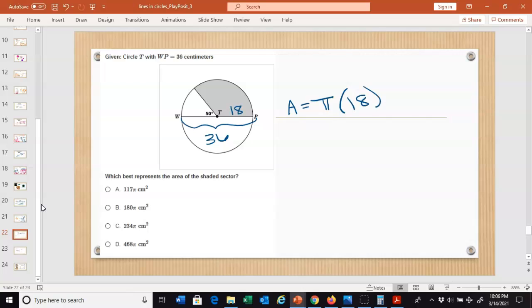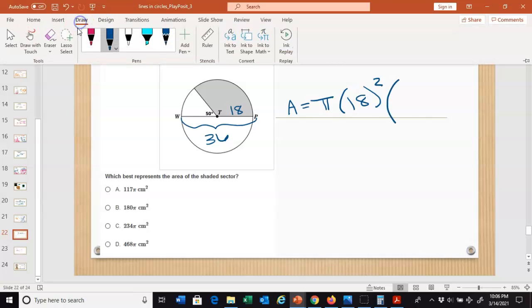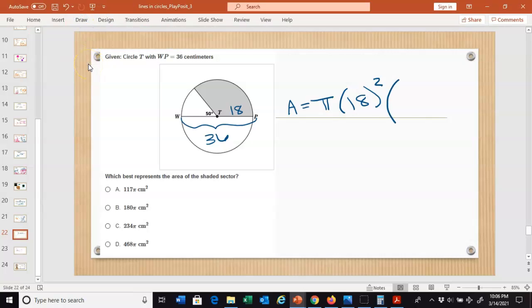So that's our radius squared times, now be careful here, remember, we want the angle that's bounded by the shaded region. That's the sector we care about. So that's the angle we want to use. We don't really know that angle yet, but we know that half the circle is 180, and they already used up 50, so this must be 130. So be careful there. Sometimes you have to figure out that angle measure before you can use it.